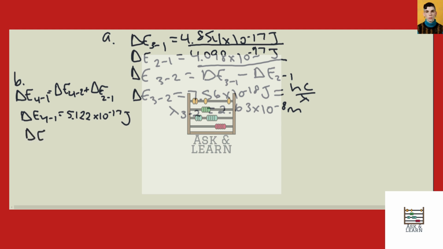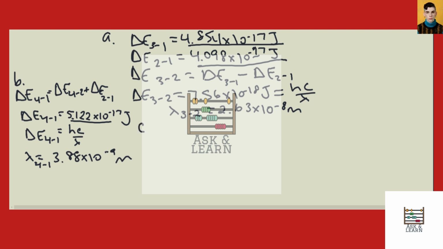And again, we know the change in energy from 4 to 1 equals hc over lambda. So lambda for 4 to 1 is going to be Planck's constant times the speed of light in a vacuum divided by what we just found here, 5.122 times 10 to the minus 17. So we end up getting lambda to be 3.88 times 10 to the minus 9 meters. So that's our wavelength from 4 to 1 for part B.